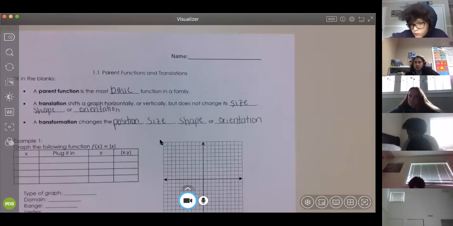Great question. Now, what does orientation mean? It means, is it facing up? Is it facing down? Is it facing right? Or is it facing left? So when we talk about changing its orientation, we're talking about, am I flipping the graph?